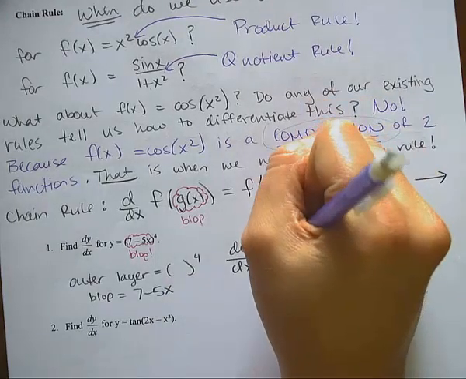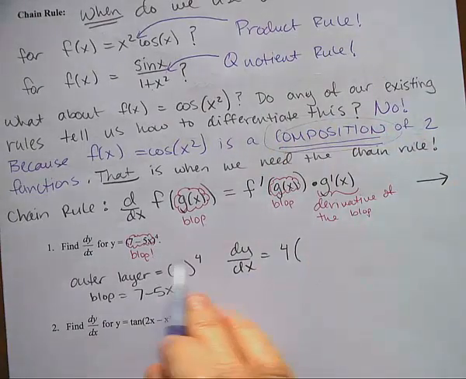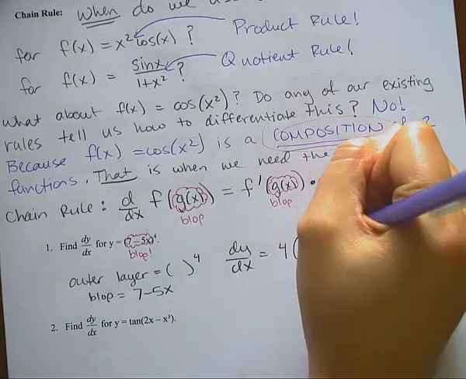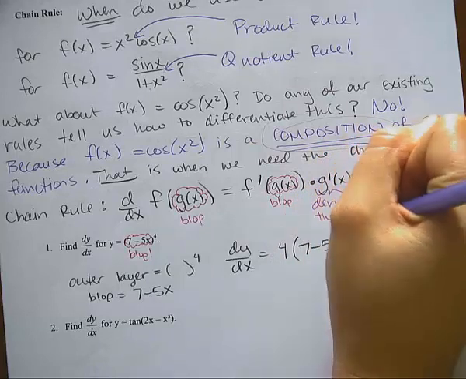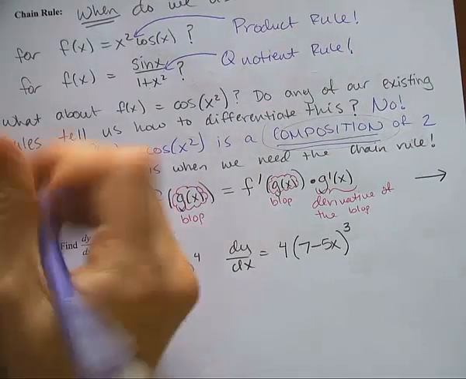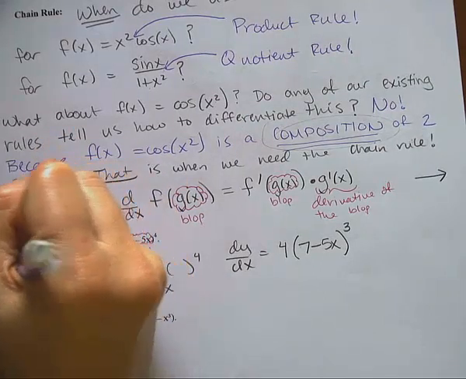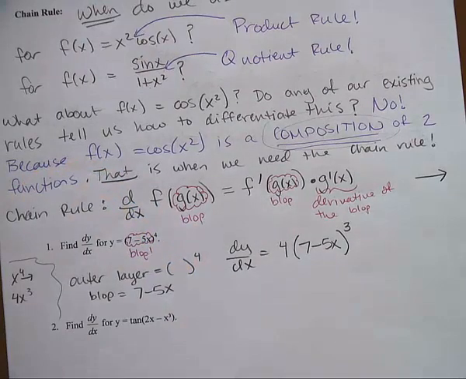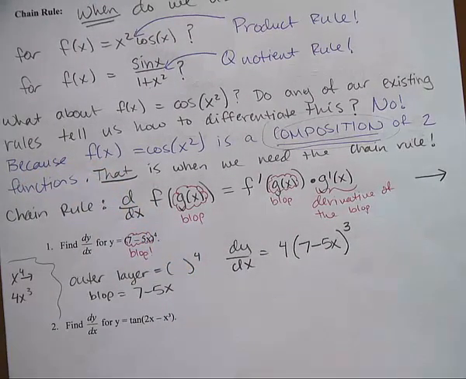So you would do 4 times the something, which in this scenario was the 7 minus 5x. And then that would be to the 3rd power, because when you're taking a derivative of like x to the 4th, the derivative of that becomes 4x to the 3rd. So this is 4 BLOP to the 3rd.